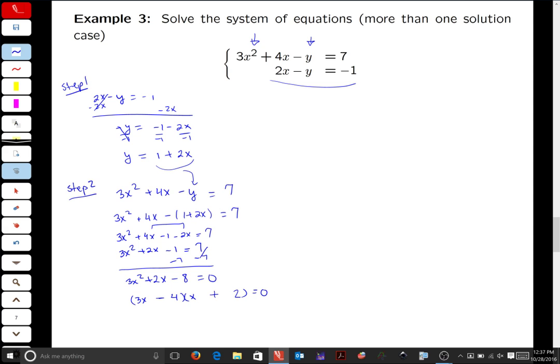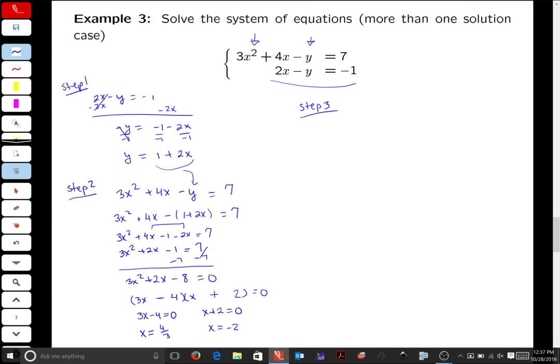If that's equal to 0, then we have 3x minus 4 equals 0 and x plus 2 equals 0. From 3x minus 4, what is x equal to? 4 over 3. From x plus 2 equals 0, what is x equal to? Negative 2. Now I have to plug both of these back in one at a time to find y.